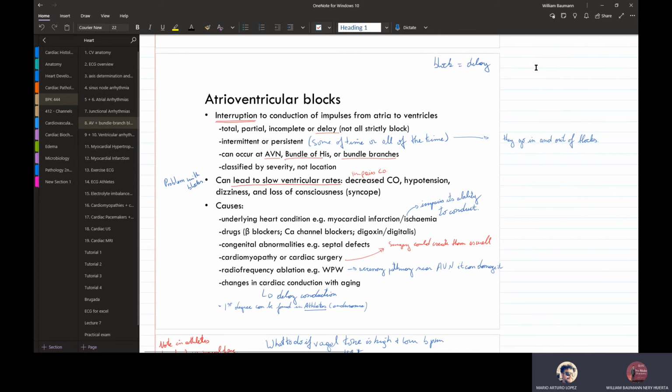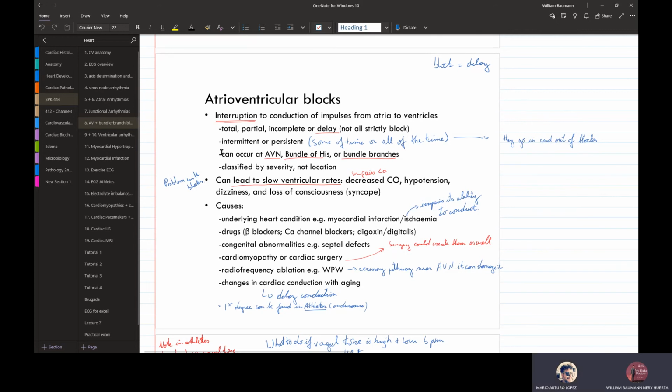Yeah. So when I think of a block, it doesn't go through. But if this is a delay, then it goes through later. Exactly. So there's an interruption to conduction of impulses from the atria to the ventricles. AV, what does AV mean? It means atrioventricular. So the AV node is the location that we're looking at.